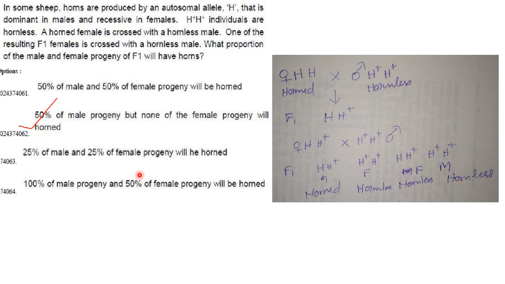So from this data you can know that 50% of the male progeny but none of the female progeny will be horned. So 50% of the male progeny are horned, and none of the female progeny are horned. So the answer here is option B.